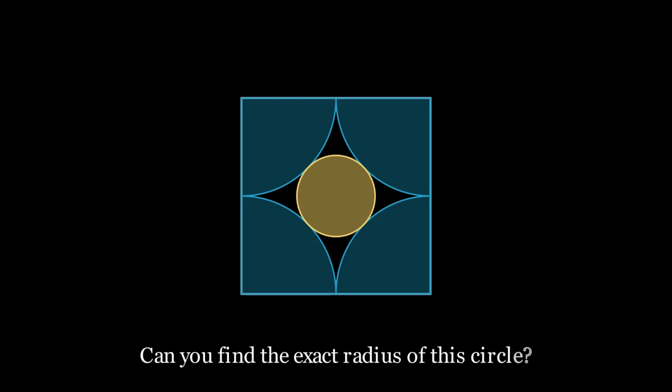Here is today's challenge. Inside this square are four identical quarter circles, one tucked into each corner, and perfectly nested between them is this tiny circle. Without measuring anything, can you find the exact radius of that middle circle? Pause the video if you would like to try it yourself.